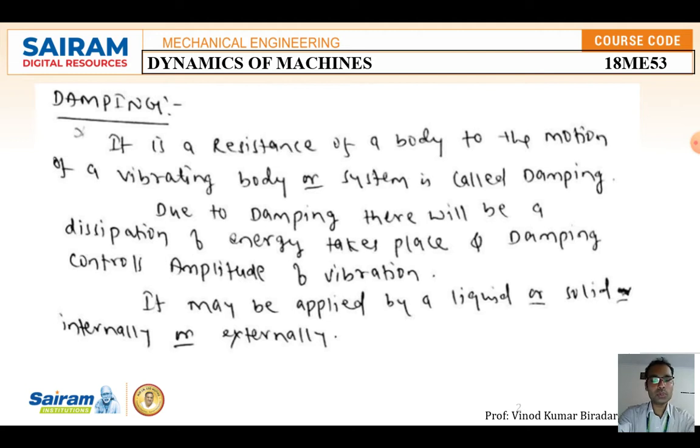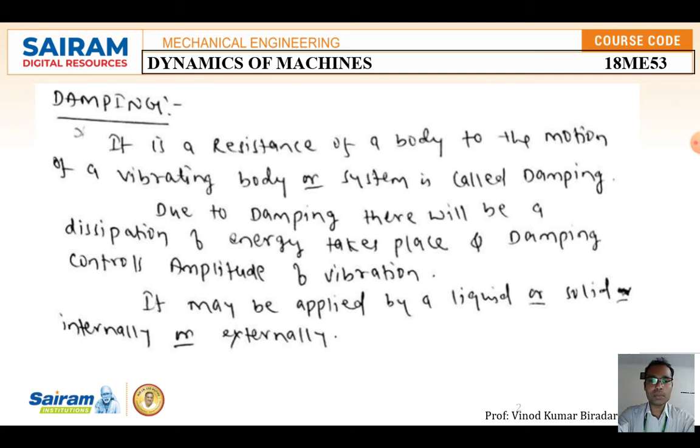Damping, as I told you in the previous class also, is nothing but to dissipate or lose the energy in a particular system. Or, in the standard definition, it is the resistance of a body to the motion of a vibrating body or a system. You can take any particular system, and there is a loss of energy during the motion. That dissipation of energy, whether in liquid, solid, or anywhere, that loss is called damping. Due to damping, a dissipation of energy takes place, and the damping controls the amplitude of the vibration. Okay, so this is about damping.